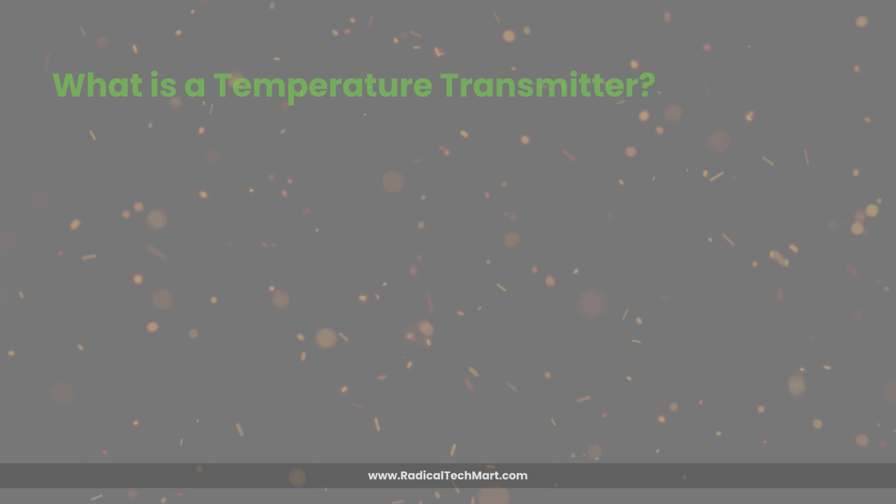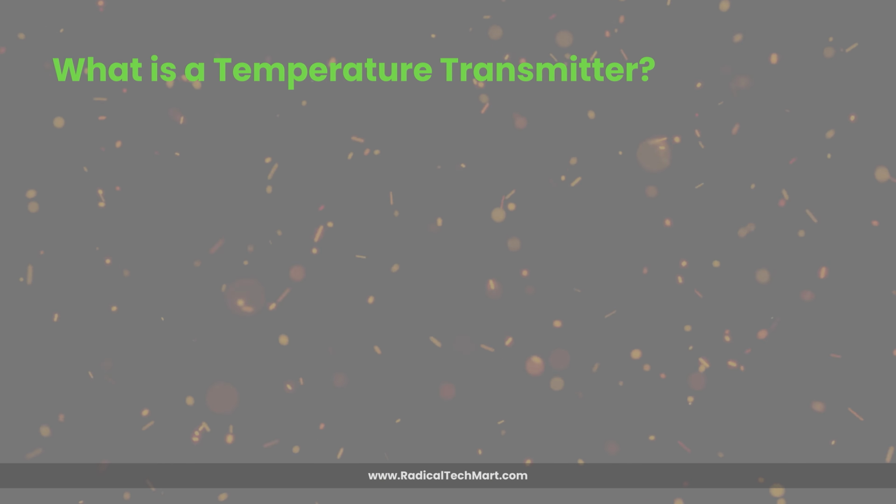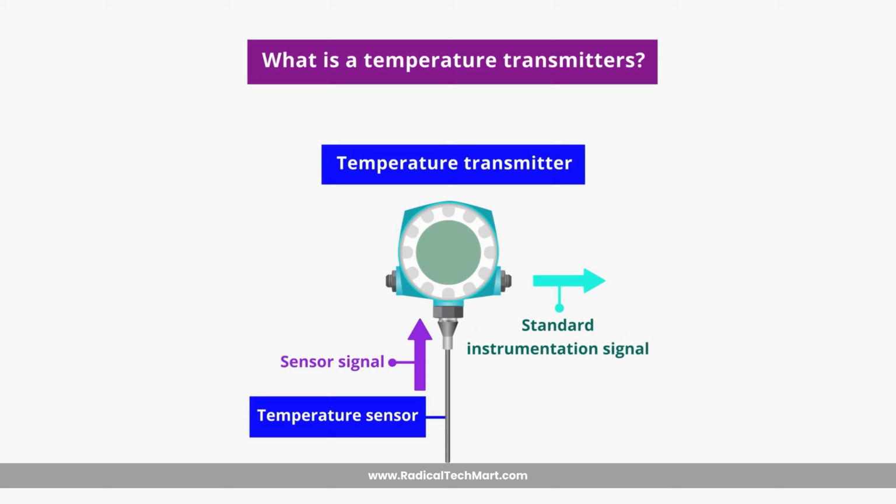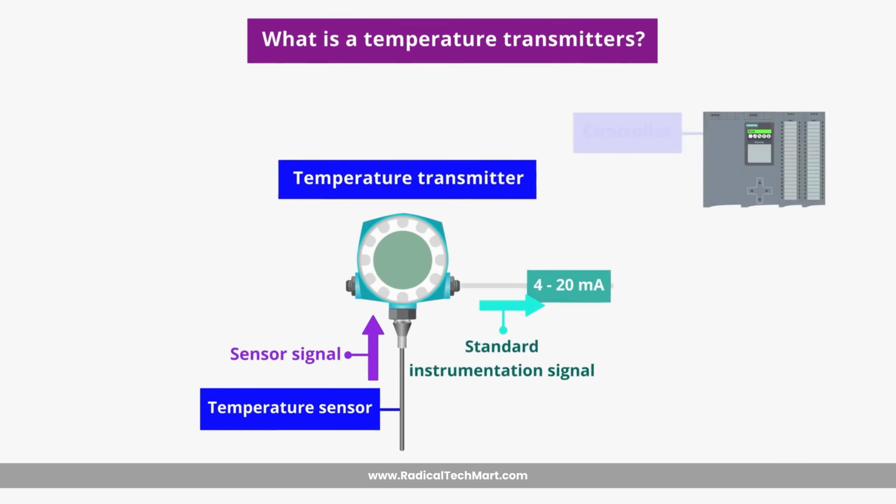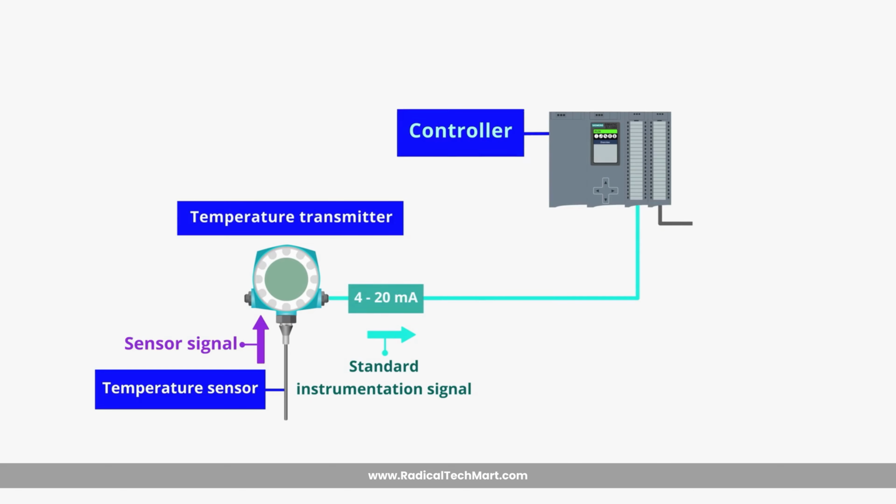So first, let's start with what is a temperature transmitter. A temperature transmitter is a device that can convert the signals from temperature sensors like RTD and thermocouple into a standardized output for accurate monitoring and control. Now let's check where they are mostly used. Their main applications are industrial automation, HVAC systems, food processing plants, the oil and gas industry, and there are many more industries that can use this type of temperature transmitter.